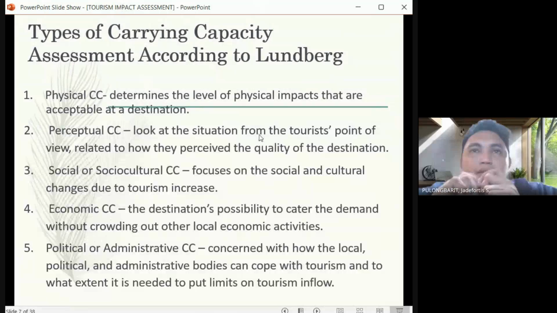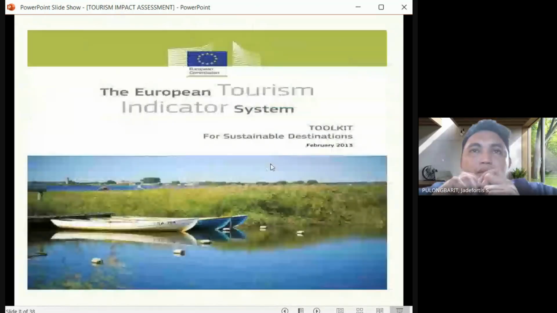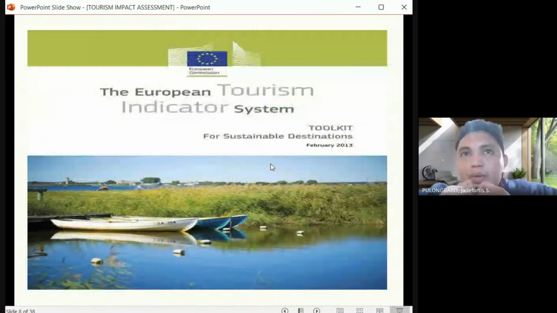So next one, let's discuss another tool for tourism impact assessment, and it's one of the best toolkits for sustainable destinations. It is known as ETIS, or the European Tourism Indicator System, which is created by the European Commission.